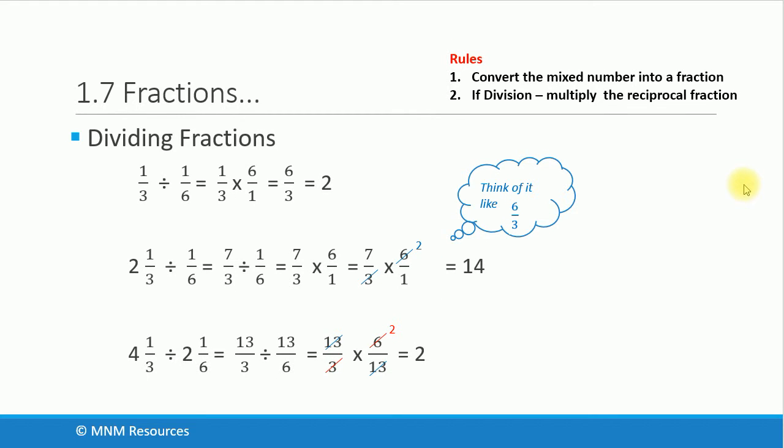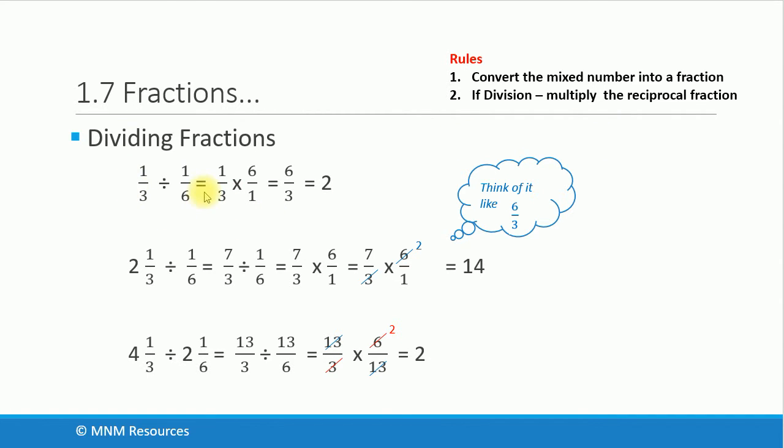Now we're going to be looking at dividing fractions. So what are the rules involved when you're dividing fractions? First, you have to convert any mixed number into a fraction, similar to the way we do multiplications. And the second thing is, to do the division, you have to multiply the first fraction by the reciprocal of your second fraction. So let's look at an example and see what that means.